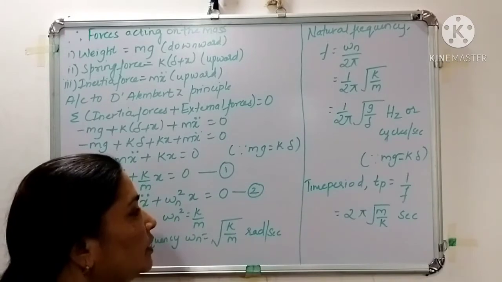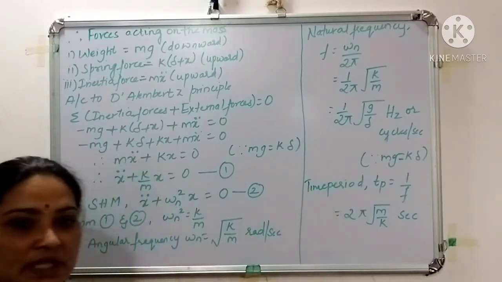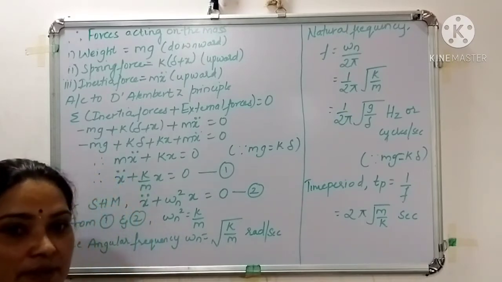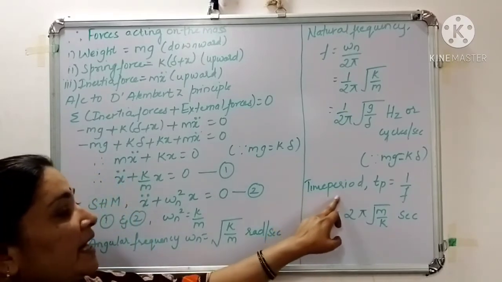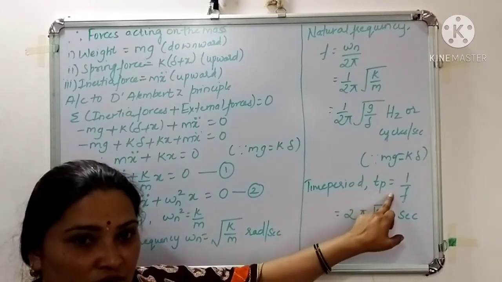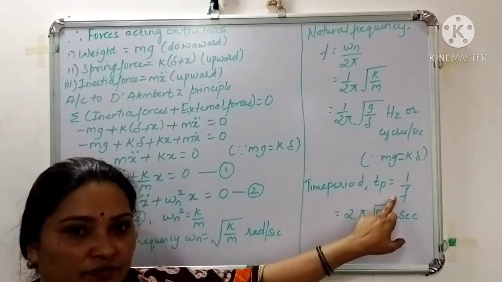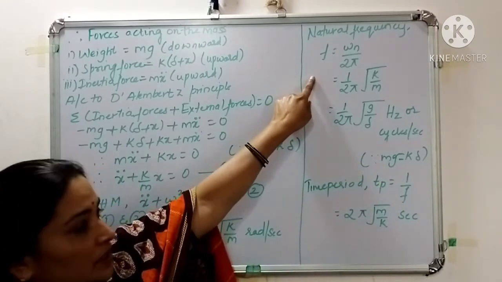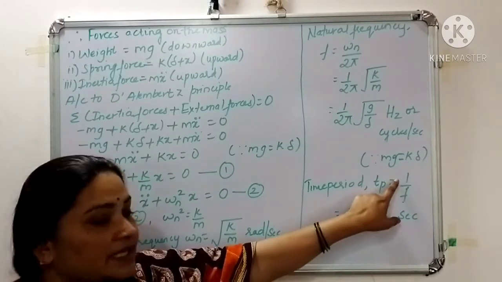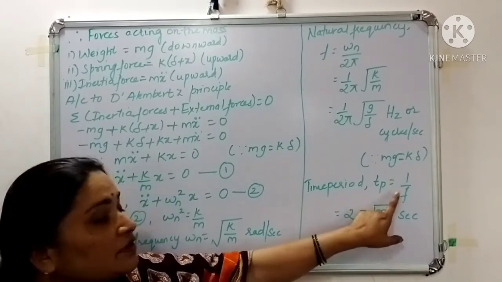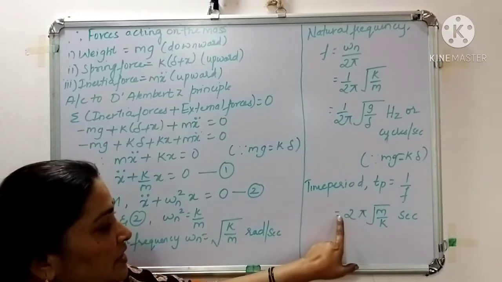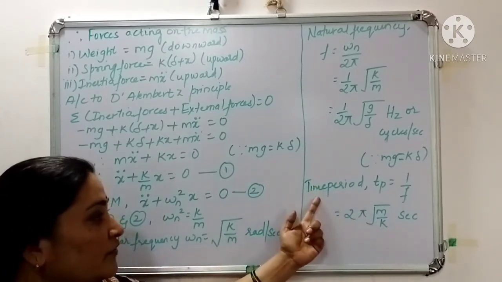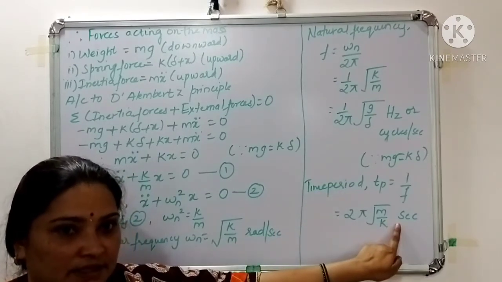Fine. Now, time period. The equation for time period can be calculated if we know the frequency. So time period is what? Tp, which is equals to 1 by f. We already know what is f. So therefore, it is the reciprocal of the natural frequency. So the reciprocal of natural frequency is what? 2 pi square root of m by k. So the unit of time period is seconds.